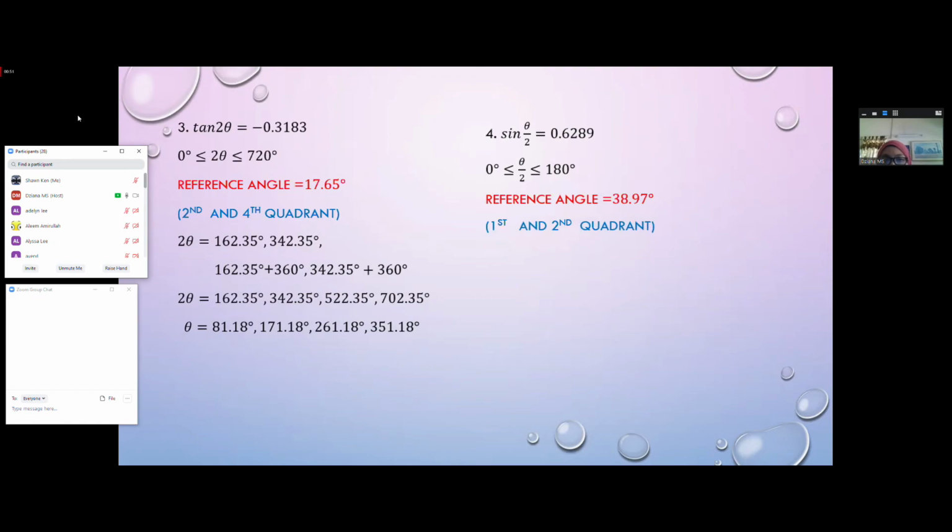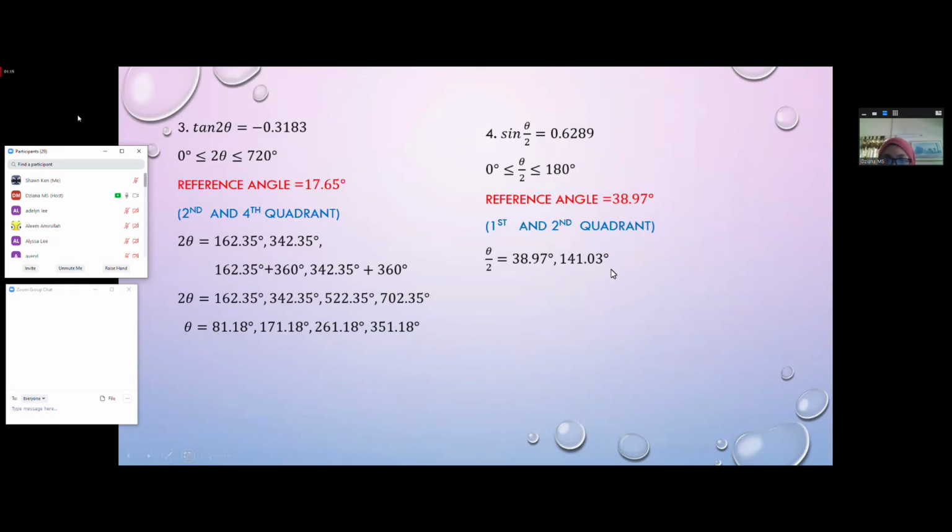All right. So to solve the third question, it is 2 theta. This one is theta over 2. So your subject should be theta over 2. First quadrant 38.97. Second quadrant 180 minus 38.97. You got this one. Then it's theta over 2. You must times 2 for the answer.